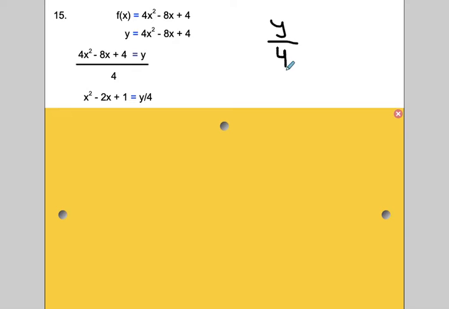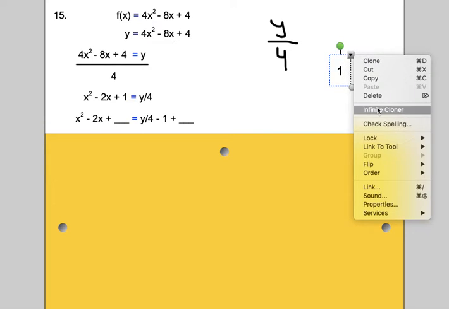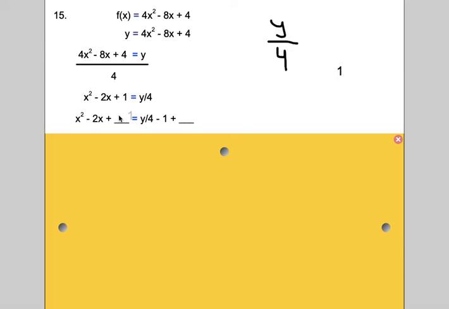It's just my typing capabilities are very limited here, so I'm not always able to do so. Okay, move my 1 out to the other side. It was a positive, so now it's a negative, and I add my blank to both sides. I complete my square. Negative 2 divided by 2 is negative 1. Negative 1 times negative 1 is a positive 1, so I'm going to add a 1 to both sides. So 1 on the left and 1 on the right.